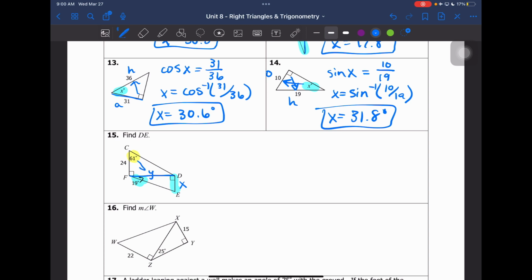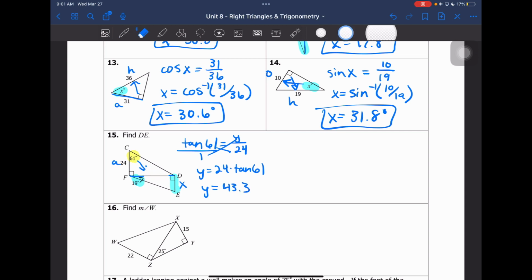So because I have an opposite leg and an adjacent leg, I'm going to use tangent. Opposite and adjacent is tan. So tangent of 61 is equal to y over 24. And then I solve this, so y is equal to whatever 24 times tangent of 61 is. So 24 times tangent of 61 comes out to 43.3. So I can fill that in here now. 43.3. And now I can figure out what I'm working with.